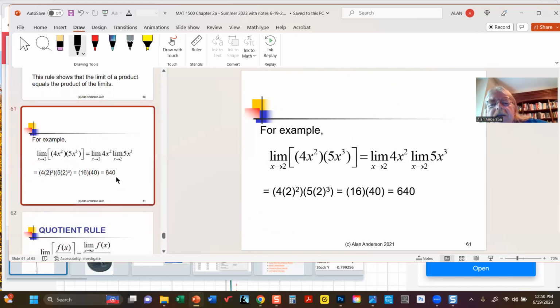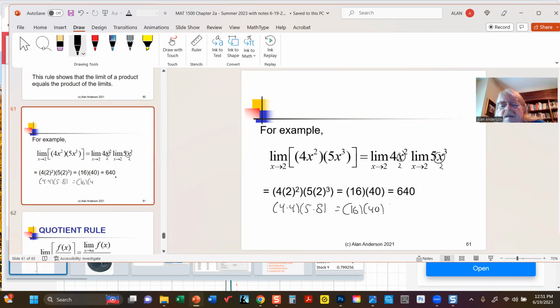So here's a quick one. Here we can split this one up into the limit as x approaches 2 of 4x squared times the limit as x approaches 2 of 5x cubed. Because these are polynomials, all you're doing is replacing x with a 2. So you've got 4 times 2 squared times 5 times 2 cubed. This is 4 times 4, 5 times 8, 16 times 40, 640. Man, the rest of the course is like this. It'll be a breeze, right?